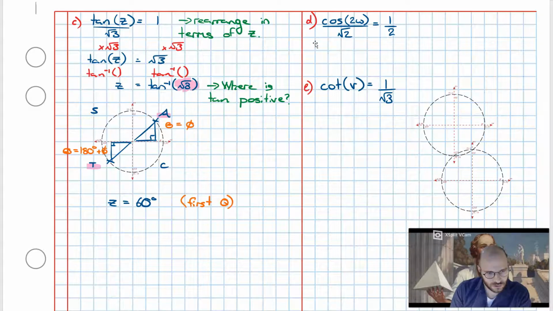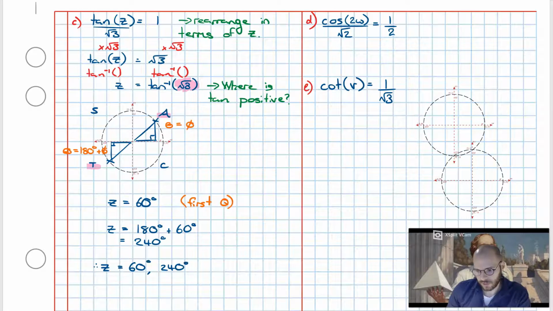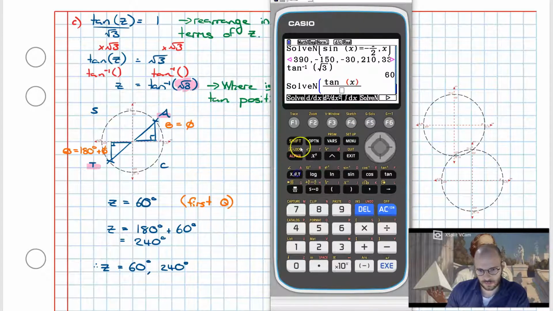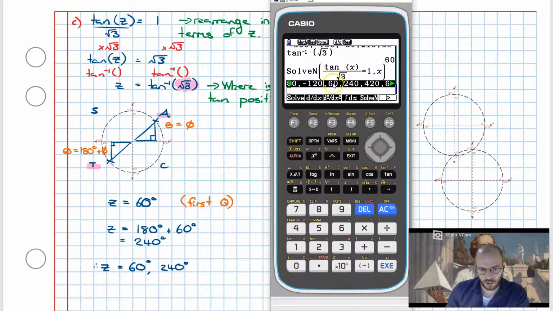And then for the second solution, we're going to go z is equal to 180 degrees plus 60. And that's going to become 240 degrees, like so. And therefore, z is going to be 60 degrees and 240 degrees. Verifying that this is the correct solution, we're going to go option, calc, solve n, and I'm going to put in the equation. And lo and behold, the solutions that we calculate over here also happen to be the solutions that the calculator finds as well. So 60 degrees and 240 degrees.